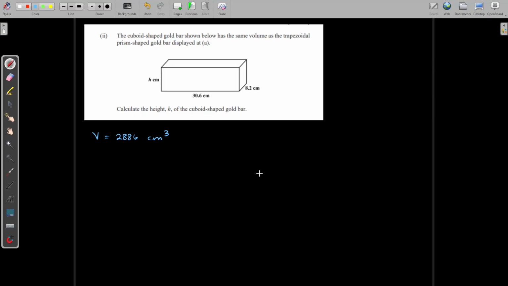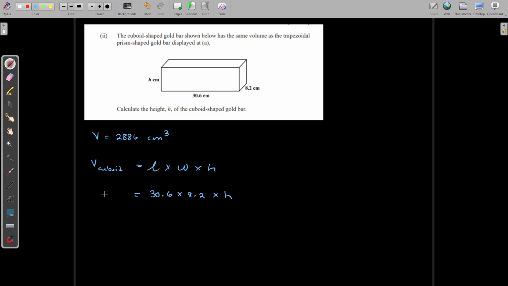is 2,886 cubic centimeter. So how do we find the volume of a cuboid? Length times width times height. So the volume of a cuboid is equal to length times width times height. So we know the length and the width. So 30.6 times 8.2, and the height is unknown.